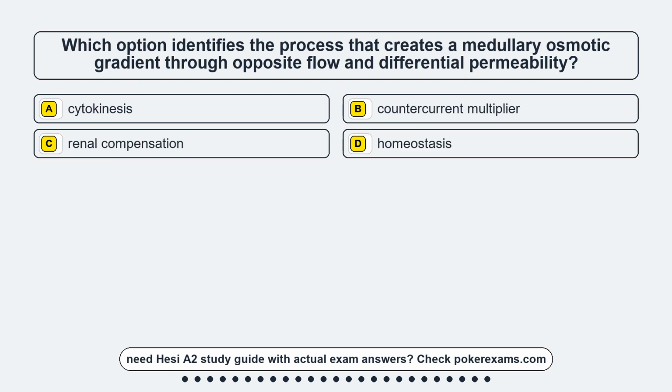Question 8. Which option identifies the process that creates a medullary osmotic gradient through opposite flow and differential permeability? Option A, cytokinesis. Option B, countercurrent multiplier. Option C, renal compensation.